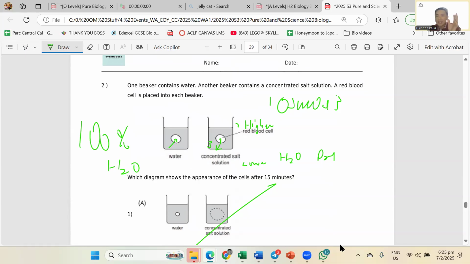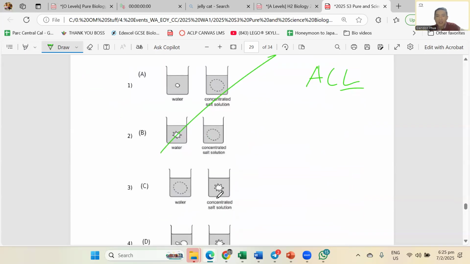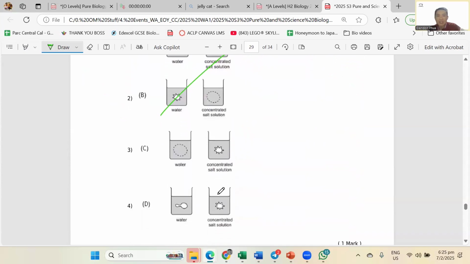So remember, ACL, animal cells will crenate or lyse, always chasing lights. So lyse is going to happen. So boom, it will disappear lah. So what's the answer here? The answer here will be C. This one, I have no idea what is this. Okay, this one is confirmed wrong.